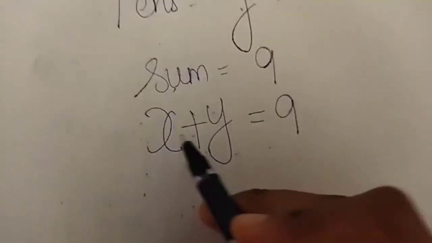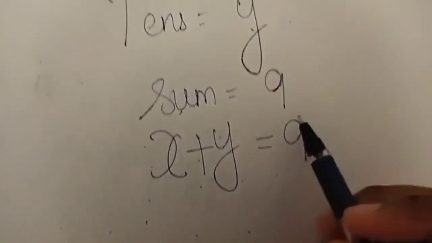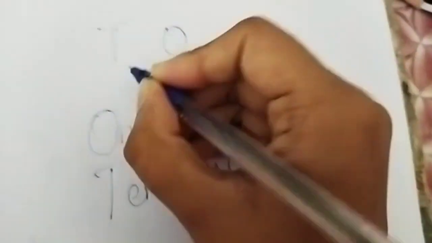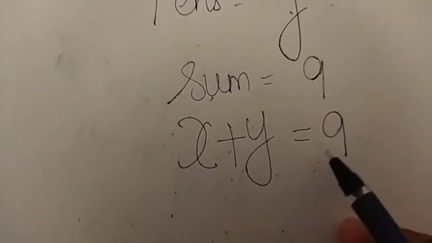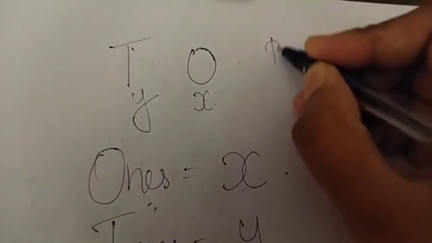So what is the sum? The sum of the digits is equal to 9. Let me take the ones digit as x and the tens digit as y. If I find the sum of the digits, I get the sum as 9. If you have any doubt with this step, ask. Next, we need to form the required number.